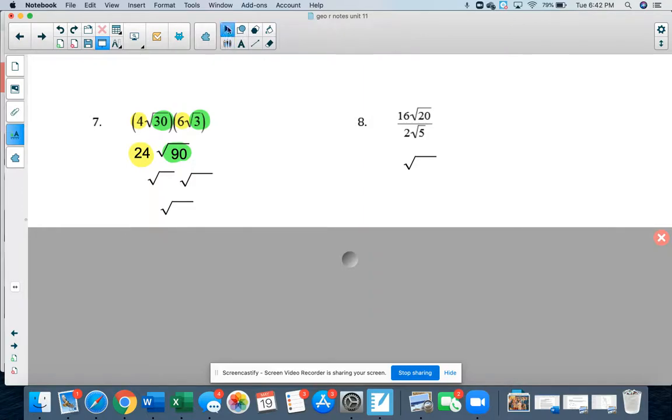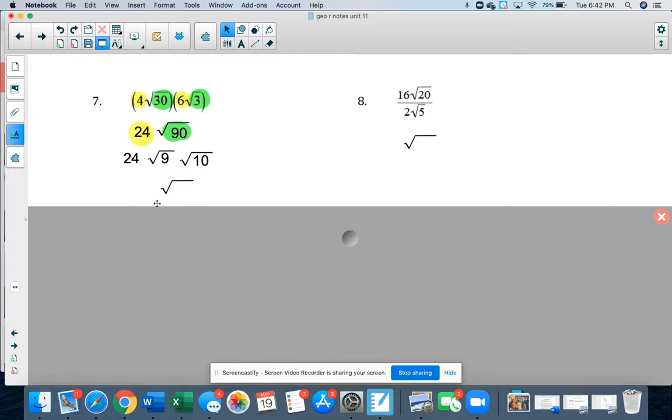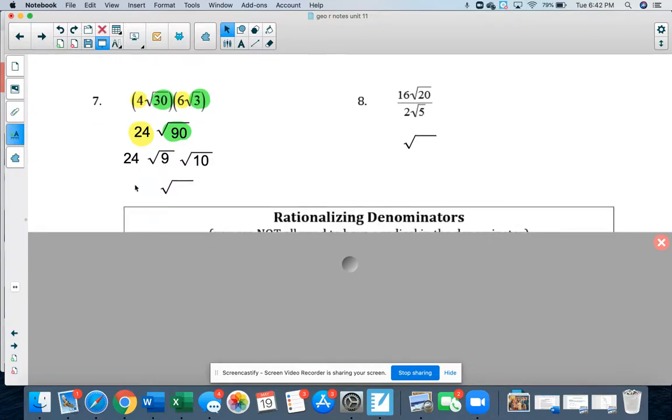Then all I'm going to do is simplify. The radical 90 breaks down to 9 times 10. The 24 is hanging out in front. Radical 9 is a perfect square; it equals 3. I multiply that 24 times that 3, and that equals 72. And the radical 10 stays radical 10, and that's my answer.